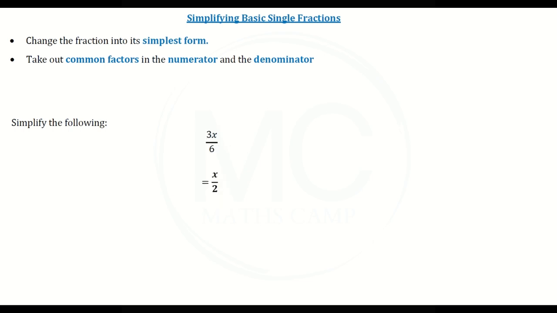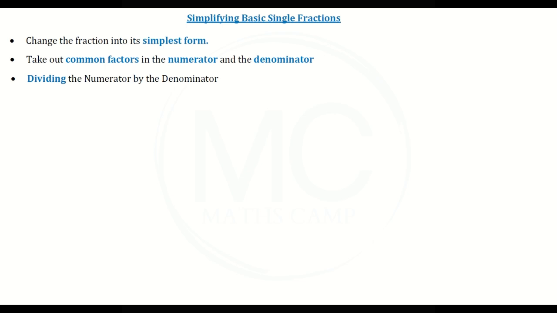Let's look at another one. 5x over x. Here we have an x in the numerator and an x in the denominator, so these cancel out. Now we're left with 5 over 1, which is simply 5. Remember that when working with fractions, we are actually dividing the numerator by the denominator.